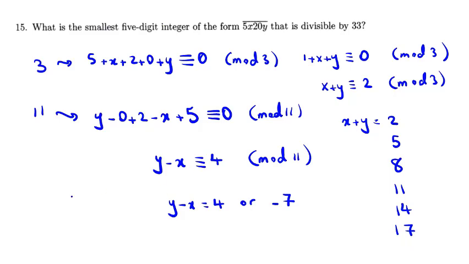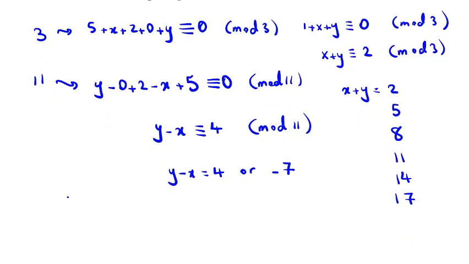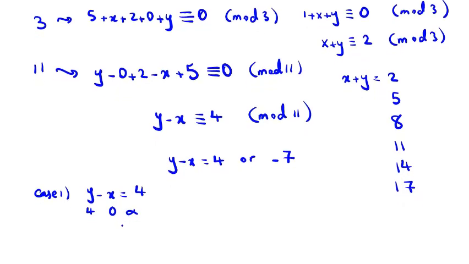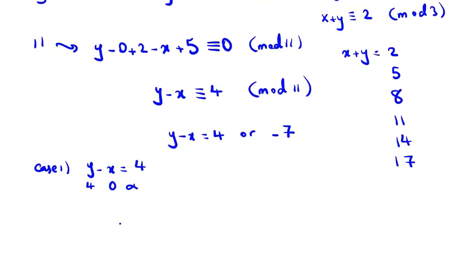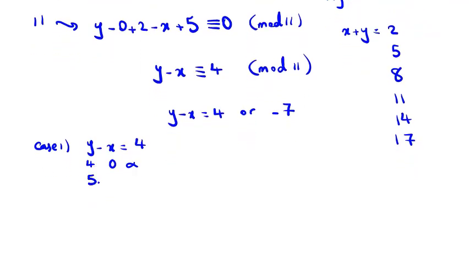So let's consider at first case 1, y minus x equals 4. So it can be 4, 0. 4 plus 0 mod 3 is not 2. So it is bad. So we should consider that mod 3 must be 2. It can be 5, 1; 5 plus 1, 6 is not.